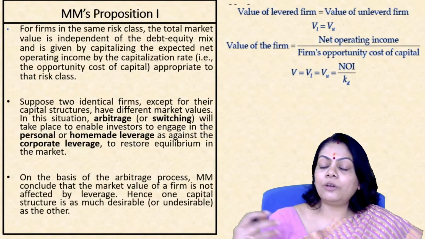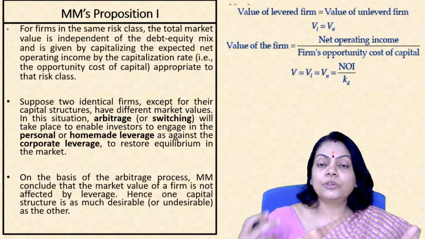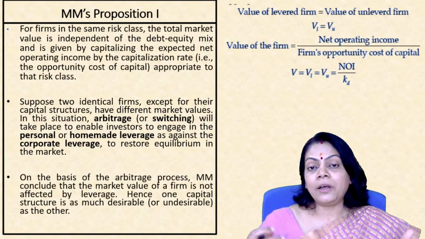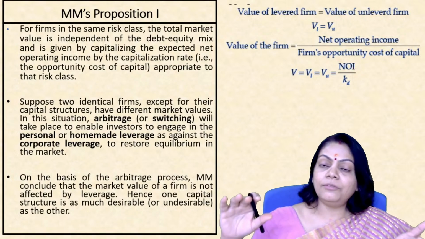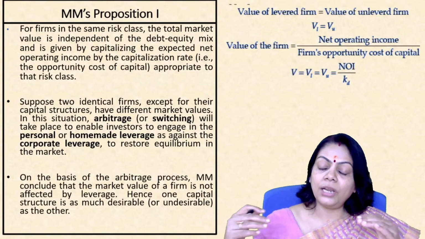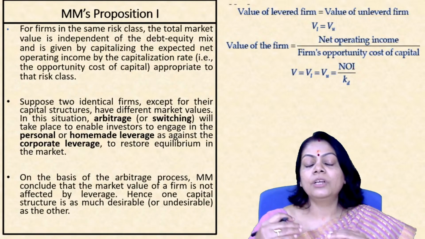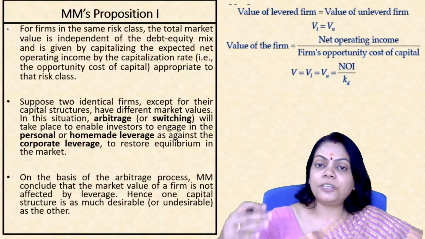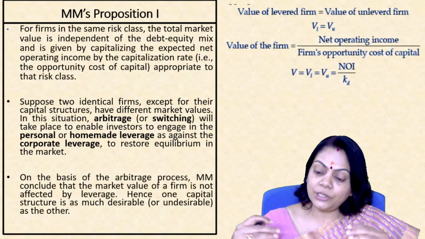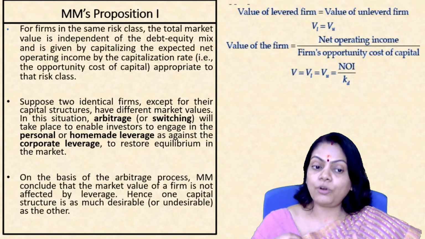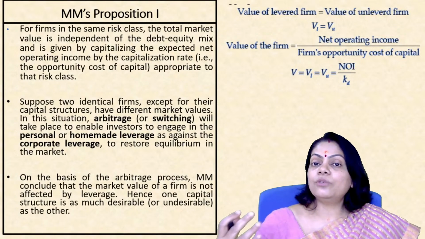So there will be selling pressure on the levered firm and buying pressure on the unlevered firm. The price of the unlevered firm will go up, and the price of the levered firm will come down, and it will continue like that until both firms come into equilibrium. So even if there is a difference between the values of the two firms, the arbitrage process will ensure that the values are brought to equilibrium. That is the reason why they hypothesize that the values cannot be different.